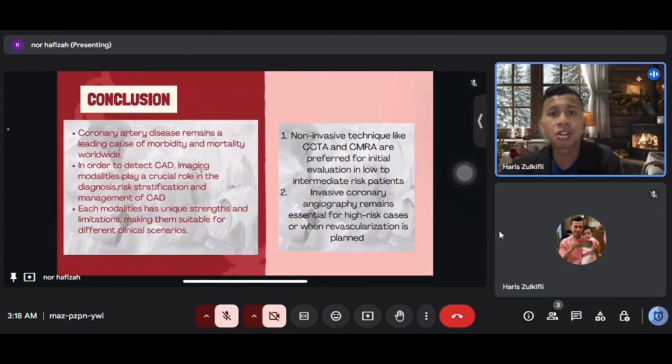Okay, for the conclusion, coronary artery disease remains a leading cause of morbidity and mortality worldwide. In order to detect CAD, imaging modalities play a crucial role in the diagnosis, risk stratification, and management of CAD. Each modality has unique strengths and limitations, making them suitable for different clinical scenarios. The first is that non-invasive techniques like CCTA and CMRA are preferred for initial evaluation in low to intermediate risk patients. And the second is that invasive coronary angiography remains essential for high-risk cases or when revascularization is planned.